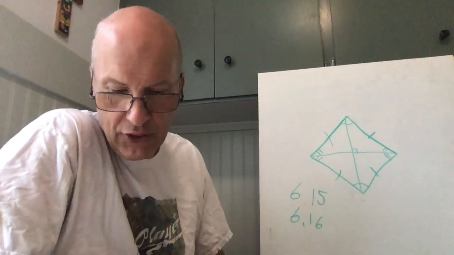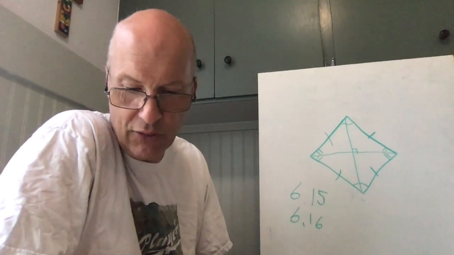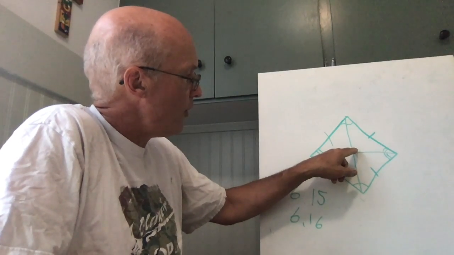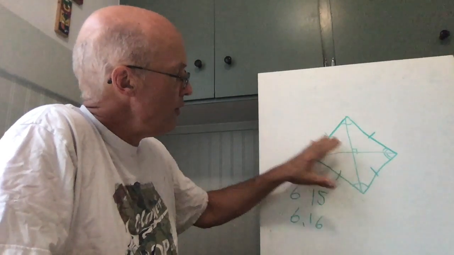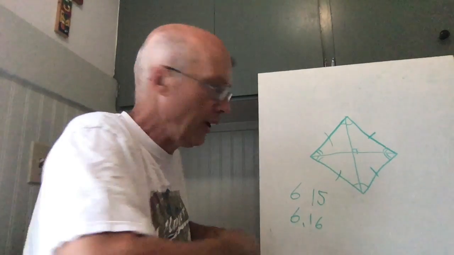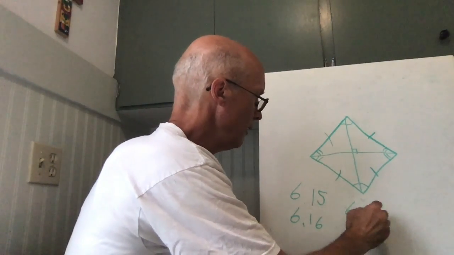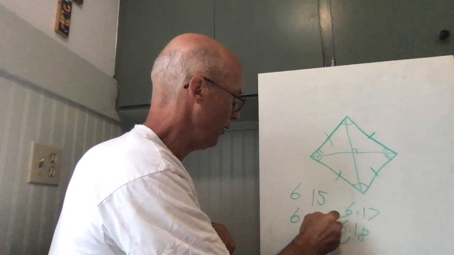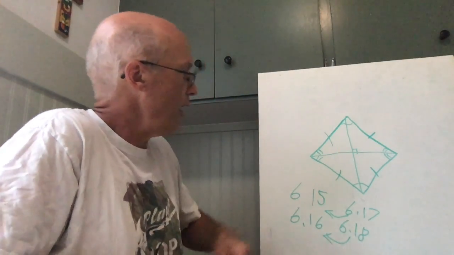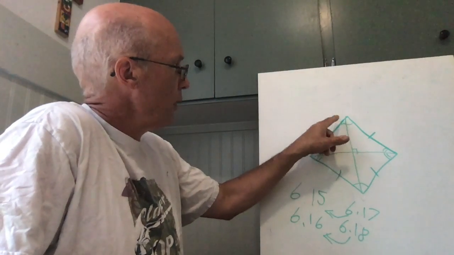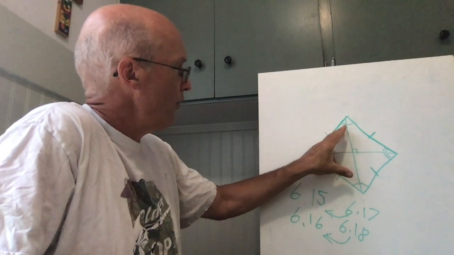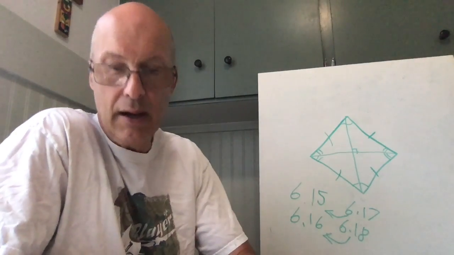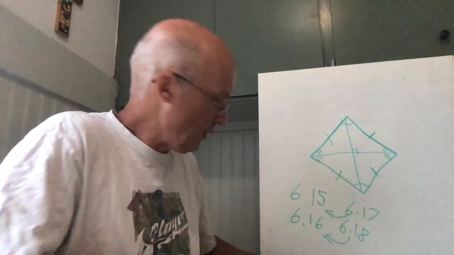6-17 is just the converse of 6-15. It says that if you start here and you see that these are perpendicular, then you know that this is a rhombus. That's 6-17. And 6-18 is the converse of this one. It says that if you have a diagonal that's splitting opposite angles, then this figure is a rhombus.